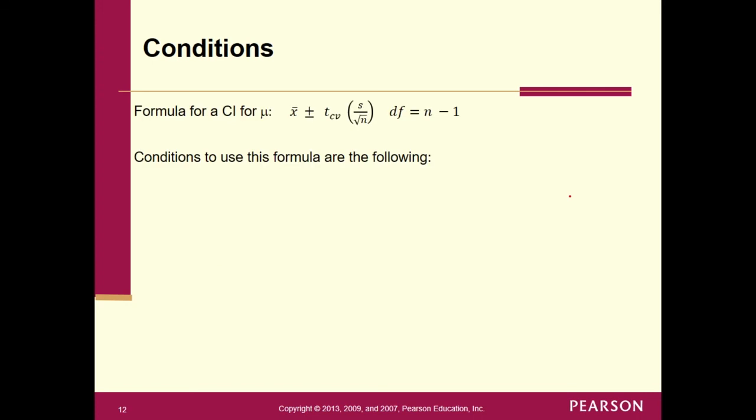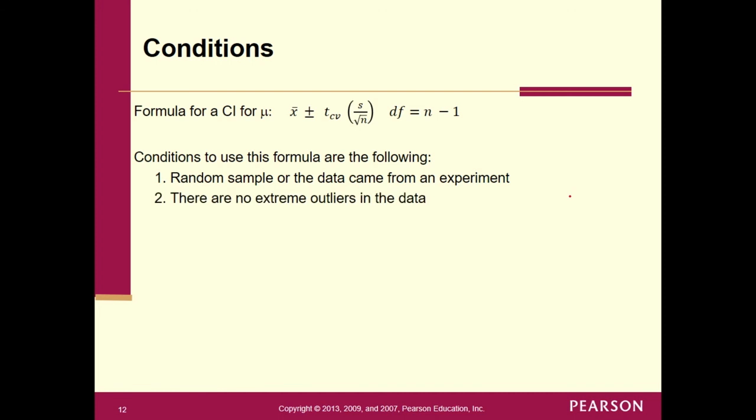Now, like I told you when we did the confidence interval for the population proportion p, there are conditions. There are conditions for every inferential technique. Let's go through the conditions. One, we either need a random sample or the data comes from an experiment. Remember, an experiment is randomized, and so we need some kind of randomization. Two, there are no extreme outliers in the data.